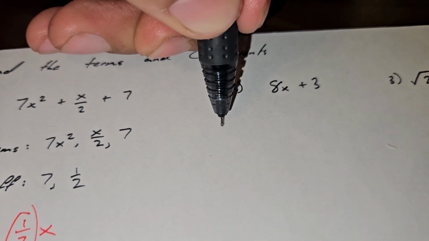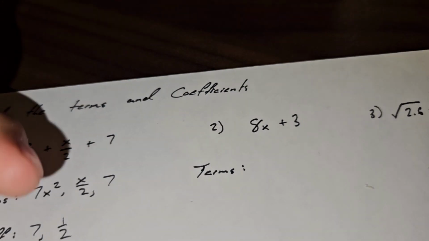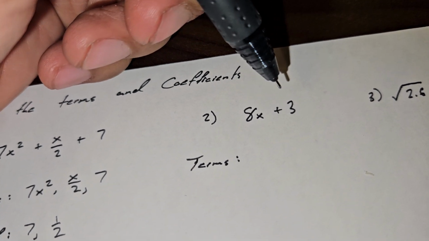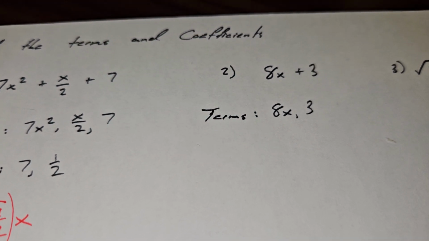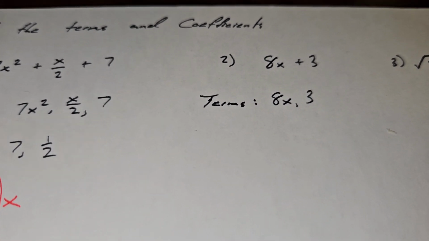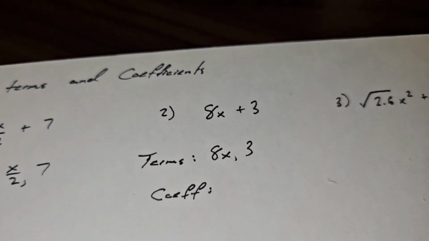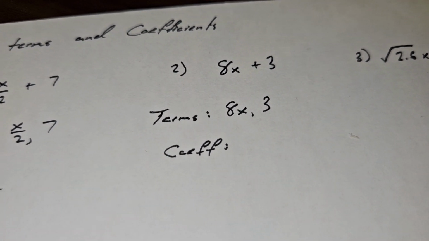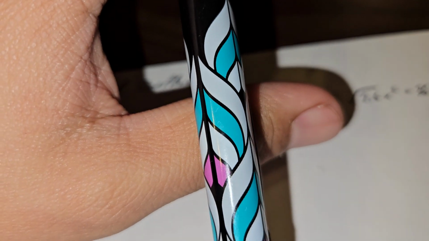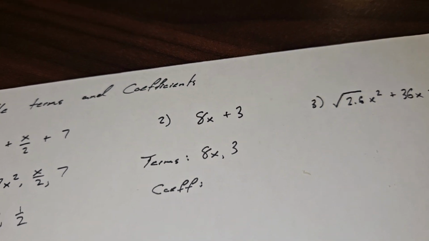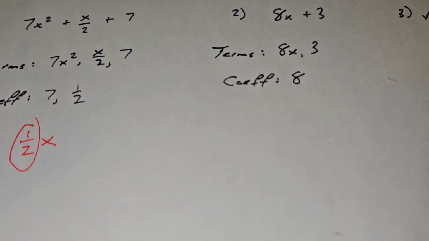Let's go ahead and find our terms now. What are our terms? Remember, they're separated by the plus sign. So in this case, our terms are 8x and 3. Now let's go ahead and find our coefficients. Any numerical value in front of the x right here. Since 3 is a constant, we are not going to write down 3. So 3 is not a coefficient. The only coefficient here is 8.